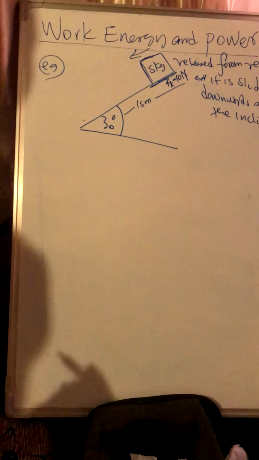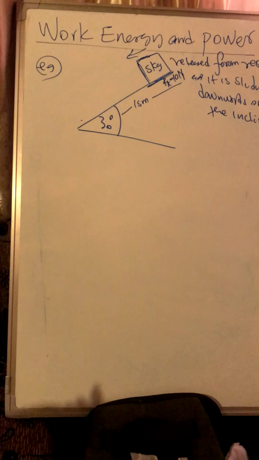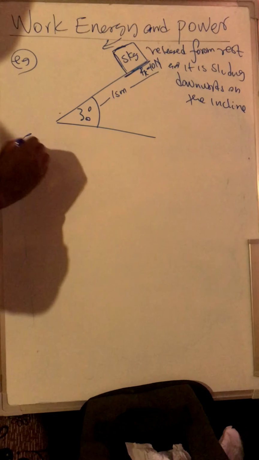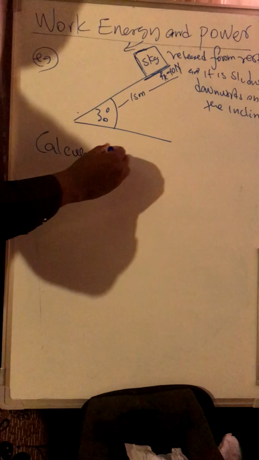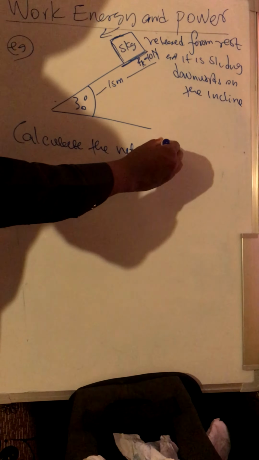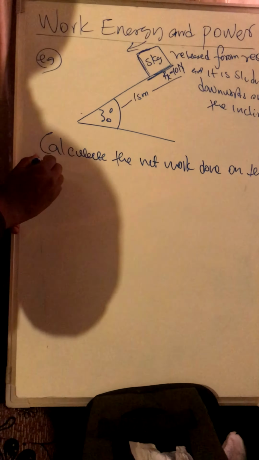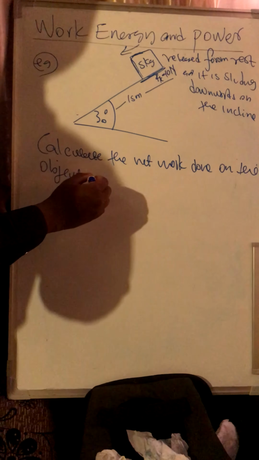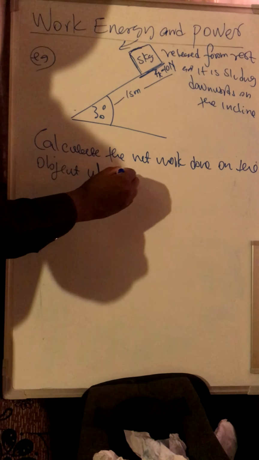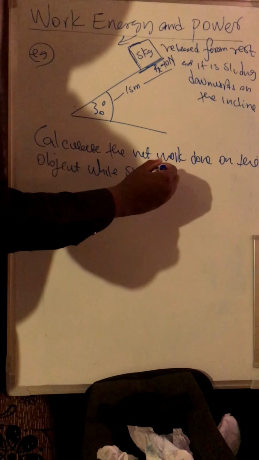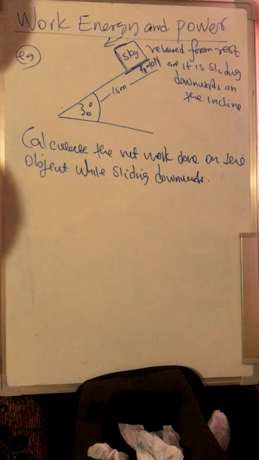But this time around, what is happening is that this object is on the incline. Now it's coming downwards. From up there, calculate. This is the last question. Calculate the net work done on the object while sliding downwards on the incline. Look, this is the question.